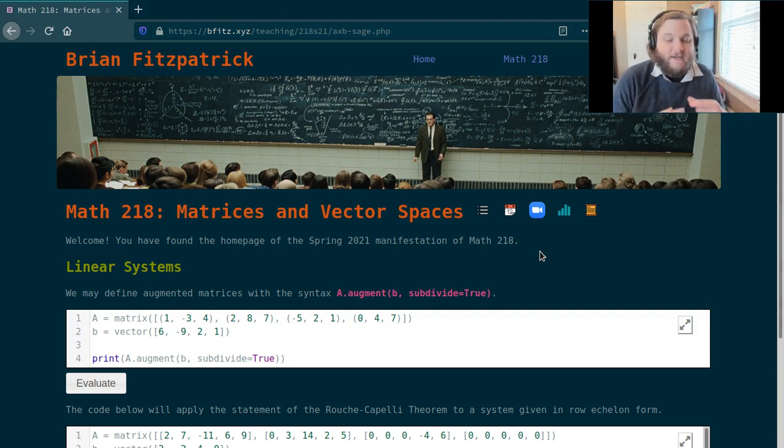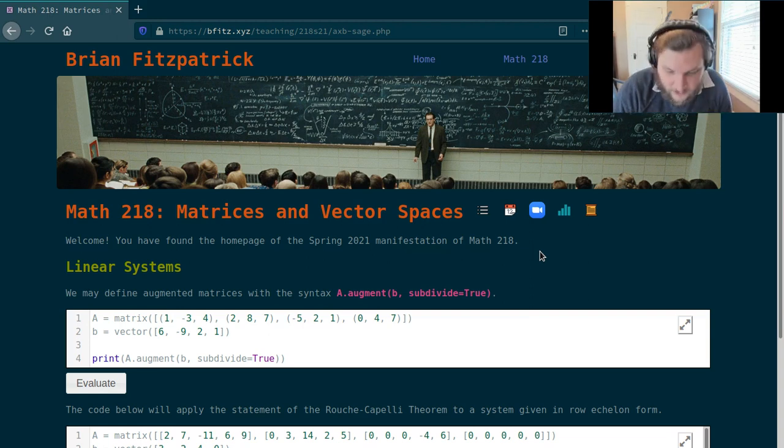Then we can identify the variables as either dependent variables, those are the variables in pivot columns, or free variables, those are the variables that correspond to non-pivot columns. The Rouché-Capelli theorem says that if we are consistent, then we either have only one solution, as long as there are no free variables, or we have infinitely many solutions if there are free variables.